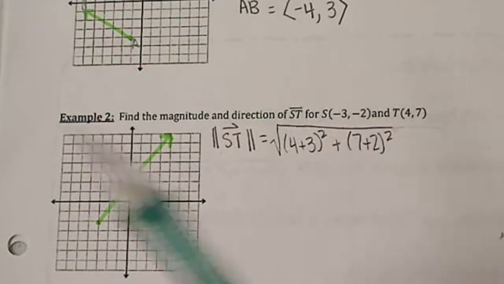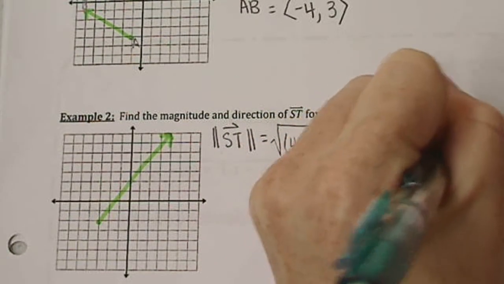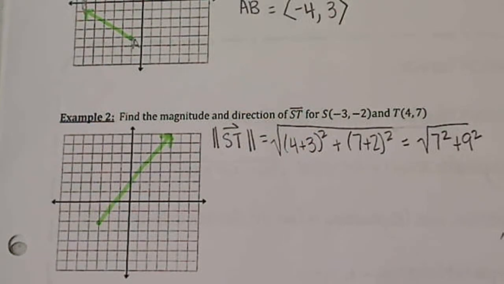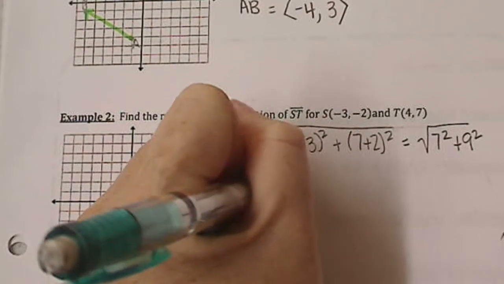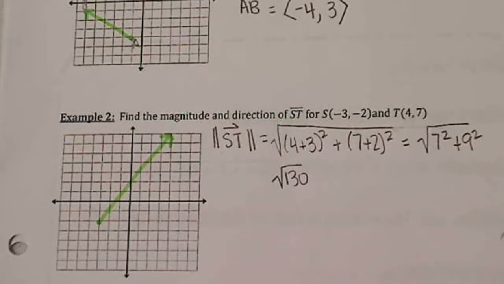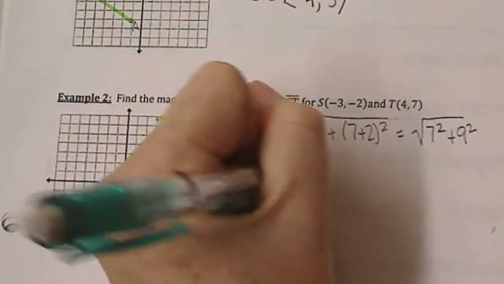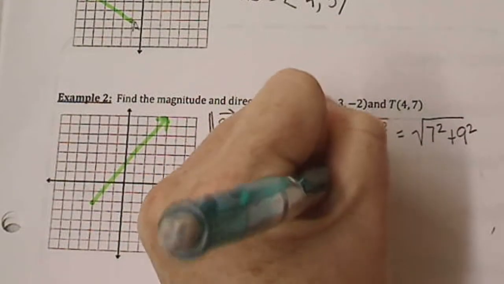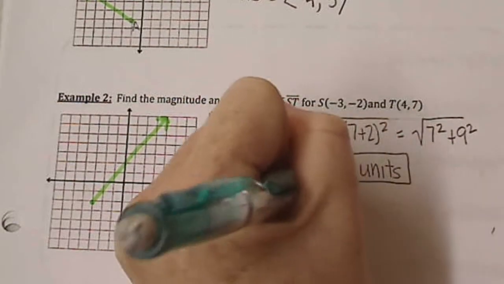Alright, let's go ahead and simplify that. 7 squared plus 9 squared. Okay, go ahead and square those and add them together. And we get the square root of 130. We want to go ahead and actually evaluate that, and we're going to round to the nearest tenth. So this is about 11.4 units. That's how long our vector is.